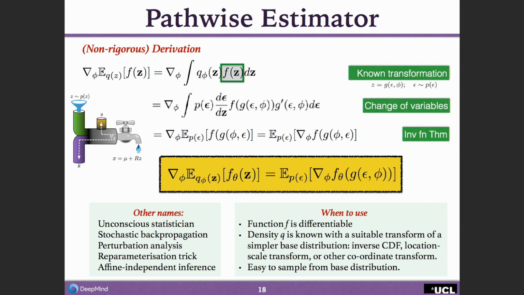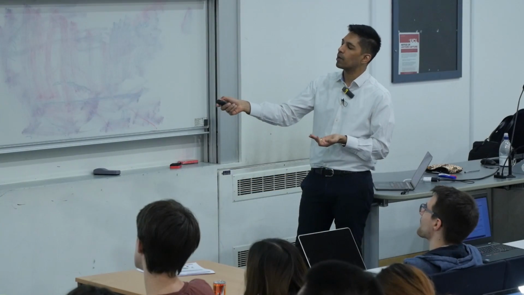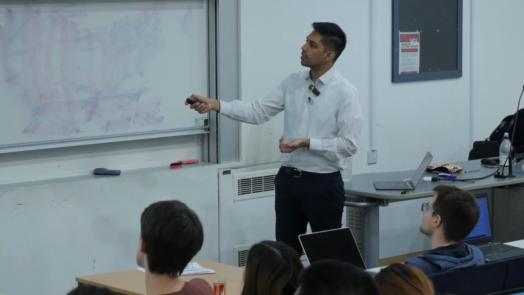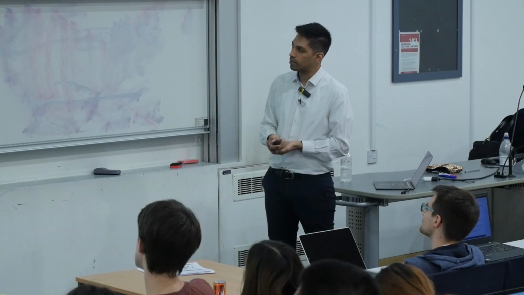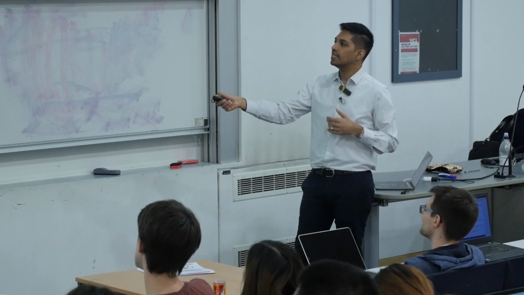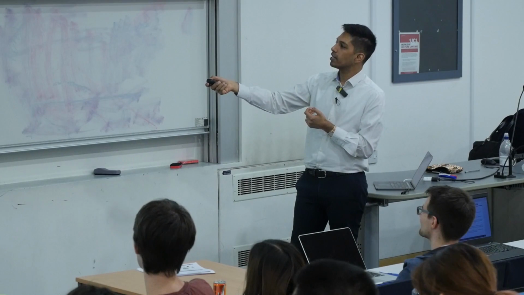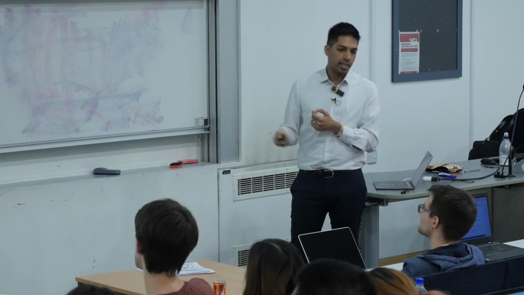And so this is what is called the pathwise gradient estimator. It says that if you know the change of variables for q, you can rewrite the gradient as an expectation over epsilon under a simpler distribution, p of epsilon, of the gradient of the function of the change of variables. And this is nice to do because now it's just backprop. You can just take the gradient of f through g to get to phi.